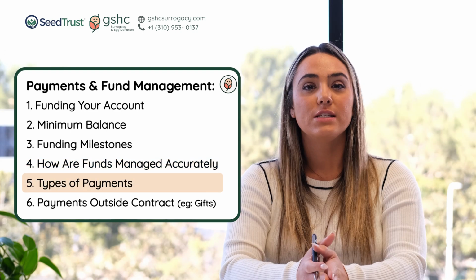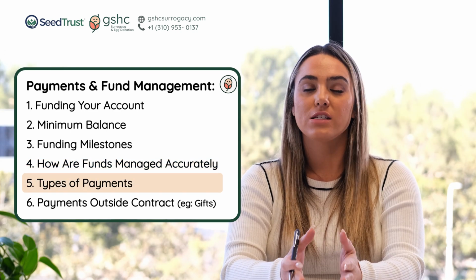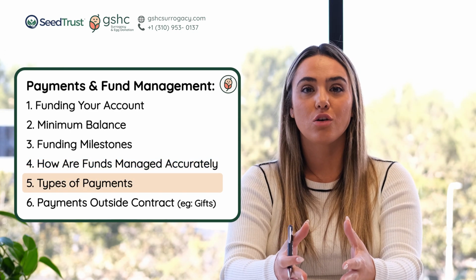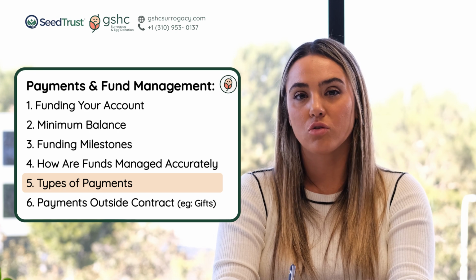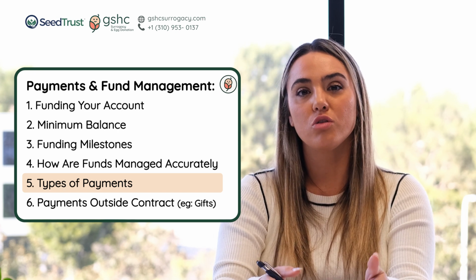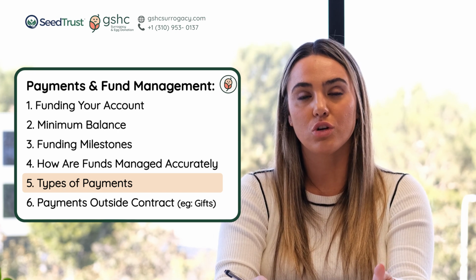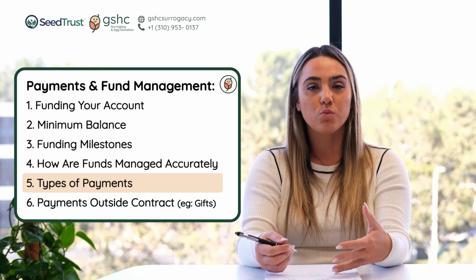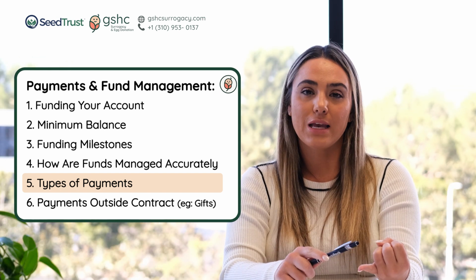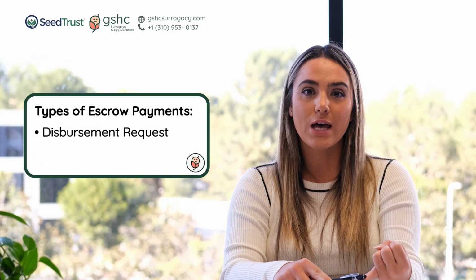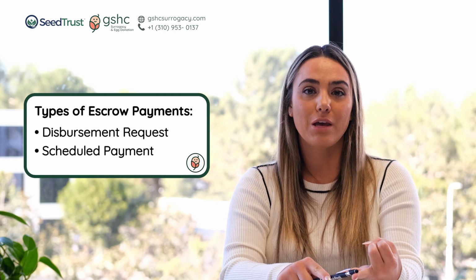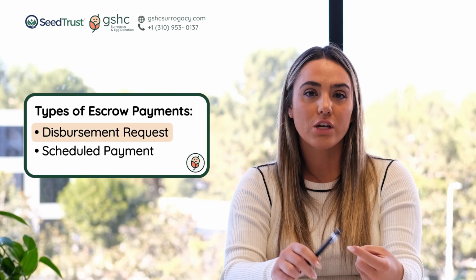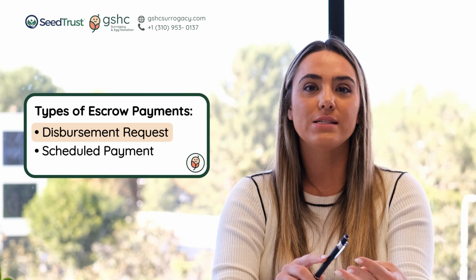Payments. So this is going to be based off of the contract. All funds held within the escrow account are going to be dispersed per the terms of that gestational surrogacy agreement. So how this works is either a payment is submitted as a disbursement request or is a scheduled payment on the escrow account. Disbursement requests are typically embryo transfer fees, travel fees, anything that would require documentation.